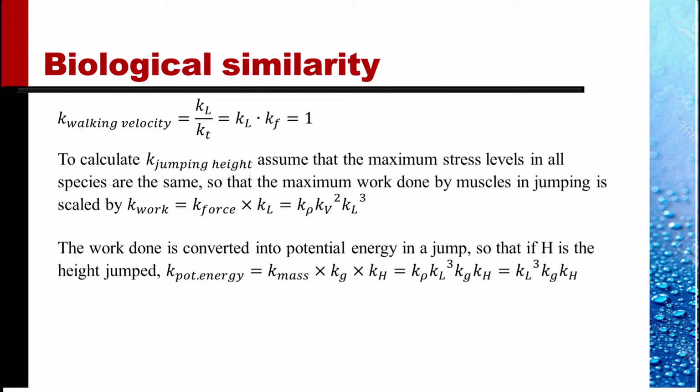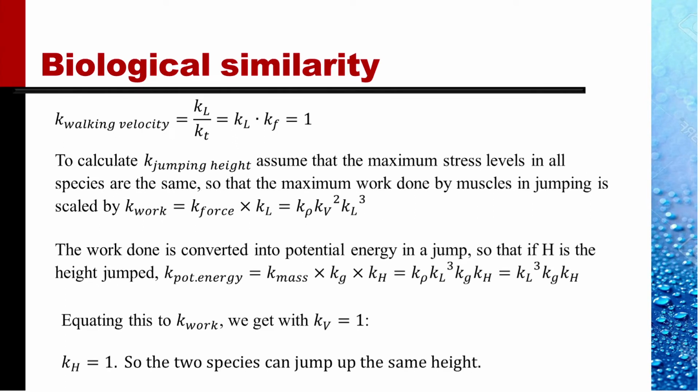And for K mass, we put K rho times KL cubed, Kg and Kh. And for Kg equal to 1, this is KL cubed, Kg, Kh. Equating this to K work, we get Kh is equal to 1, because Kg is also 1. So Kh would be 1. That is, the two species can jump up the same height.